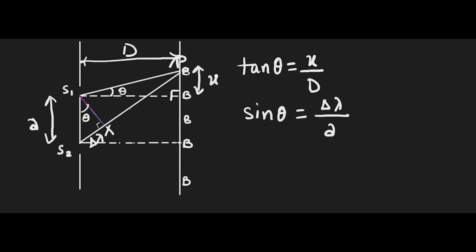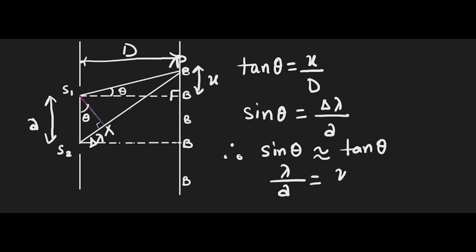Now, one of the assumptions in this experiment is that the screen has been placed at a very far distance, and when you do so, the lines S2 to P and S1 to P are very much parallel to one another, which makes this angle very small. As this angle becomes very small, we can write that sine theta is approximately equal to tan theta. When that's the case, we can also say that del lambda by A is equal to X by D. Here you go. The equation lambda is equal to XA by D has been proven and derived.